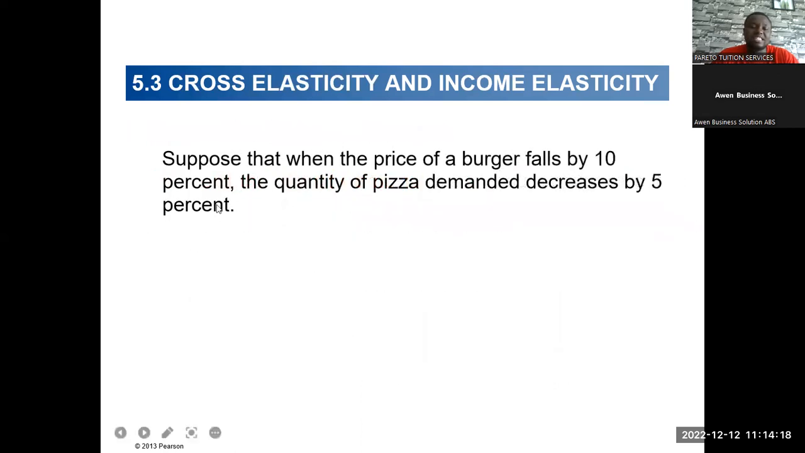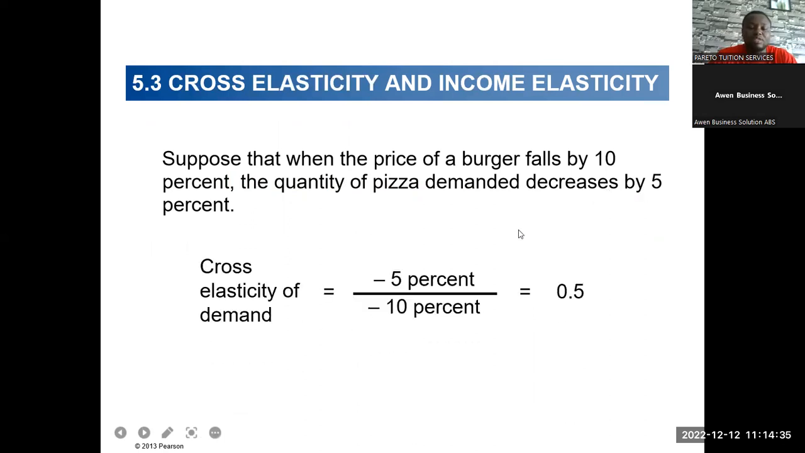So let's take this example. This is pizza and burger. These are substitutes. You can either eat burger or eat pizza. Now, the price of burger has fallen by 10%, and the quantity of pizza has decreased by 5%. What is going to be the cross elasticity? Remember, the percentage change in quantity demanded is minus 5. It has decreased. Divided by minus 10, the fall in the price of burger. So we are having what? 0.5.